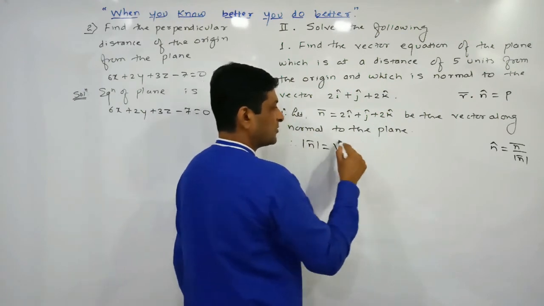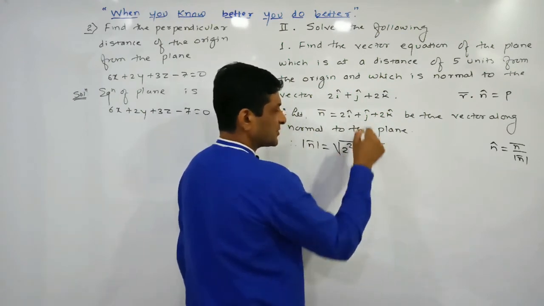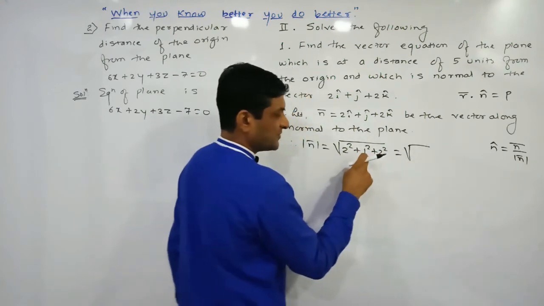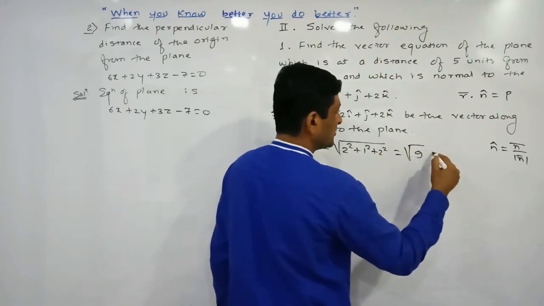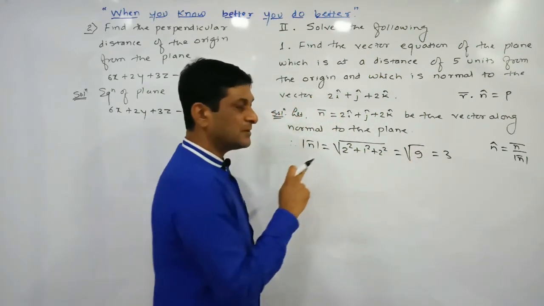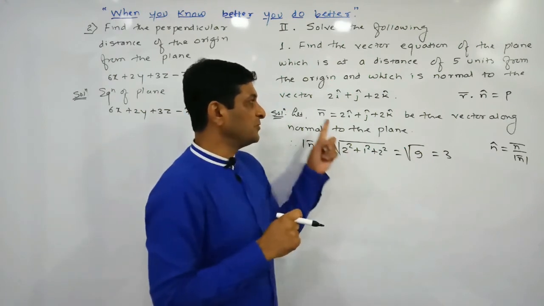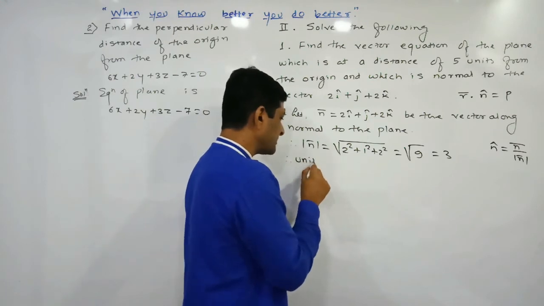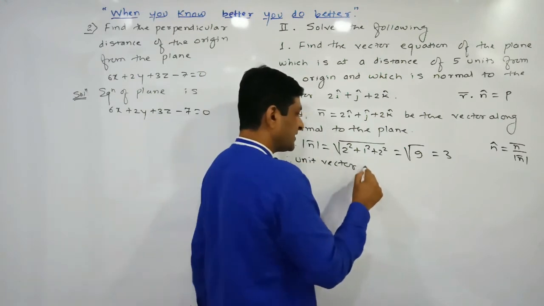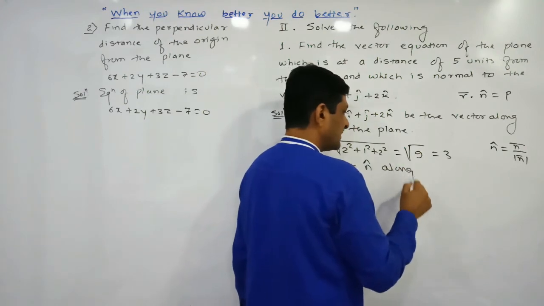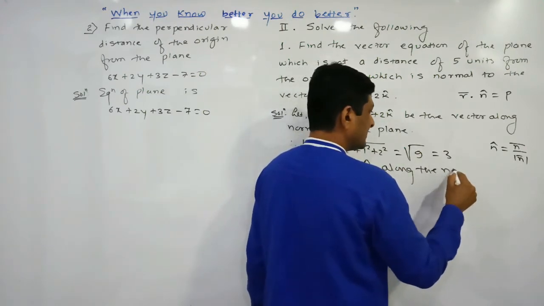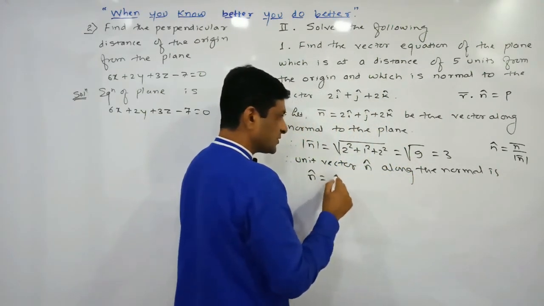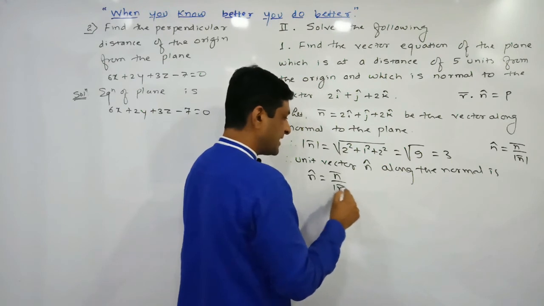The magnitude of n bar is equal to the square root of 2 square plus 1 square plus 2 square, which is equal to, we can observe that 4 plus 1 is 5, 5 plus 4 is 9, and what is the square root of 9? 3. So the value of the magnitude is known to us. So we find the unit vector, that is n cap. Therefore the unit vector n cap along the normal is n cap is equal to n bar divided by the magnitude of n bar.